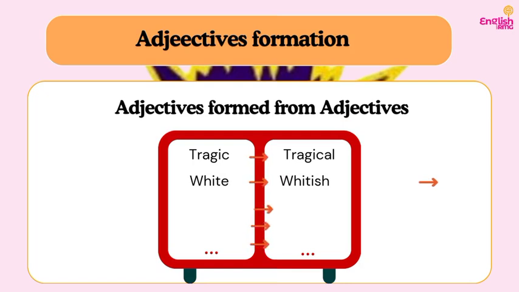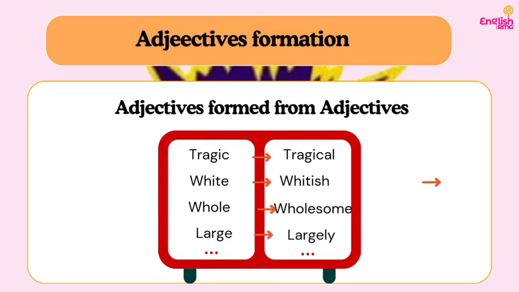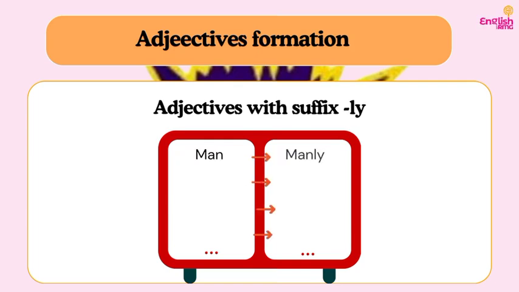The book is white, or the book is whitish in color. They are both modifying the noun. Do you understand? Whole, wholesome. That is, we have wholesome from whole, or we can form whole from wholesome. Then we have large and what? Largely. Do you understand? I hope you are noting all of this.